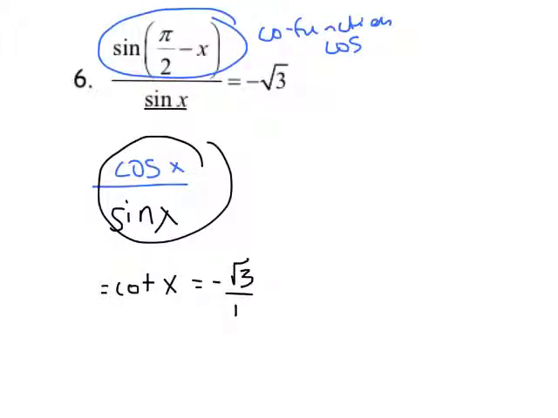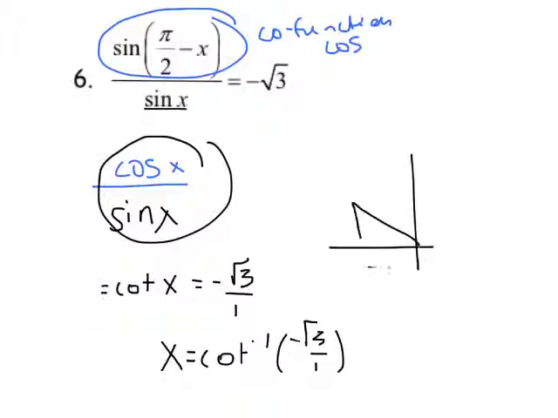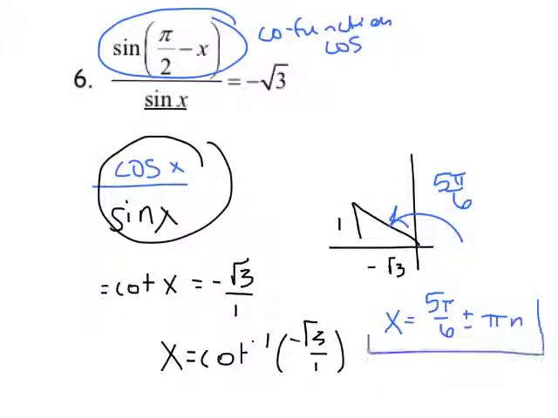So I can start solving, and when we solve, we recall that cotangent is only going to have one answer. So I'm only going to find that one triangle in quadrant 2, such that negative root 3 is the adjacent over 1 is the opposite, which gets me 5 pi over 6. Also, what's special about cotangent is not only does it only have one answer, but we are only going to add pi n instead of 2 pi n.